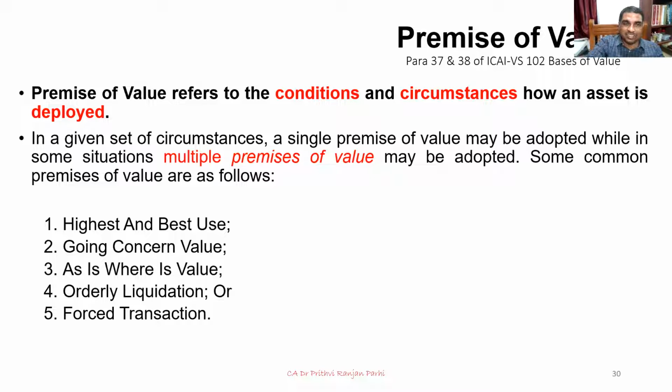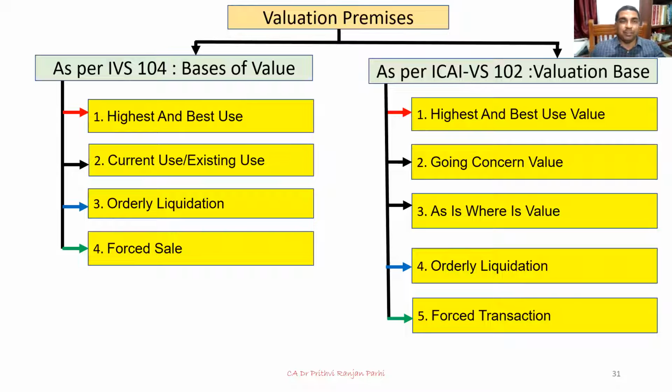If you refer to the Indian Valuation Standard issued by ICA, premises of value refers to the conditions and circumstances of how an asset is to be deployed. Here also we are talking about how the asset will be used. In some situations, multiple premises can be used to arrive at the value. These are the list of some common premises of value discussed in the valuation standard: highest and best use, then going concern value, then as is where is basis value, then orderly liquidation, and forced transaction value. If you compare the international valuation standard and the Indian valuation standard, you can see that these are the premises of value, which talk about the use or deployment of the asset. And on the basis of these premises, you need to select the valuation base. Are you getting?